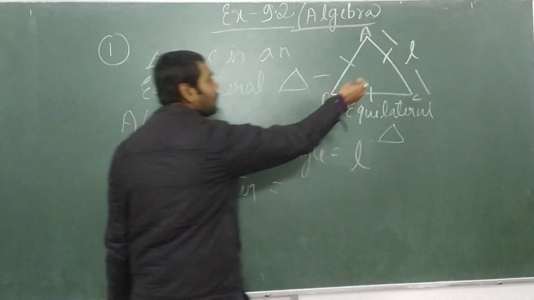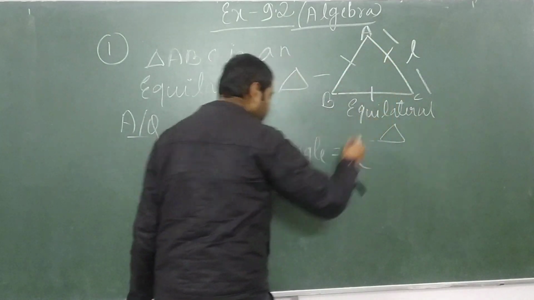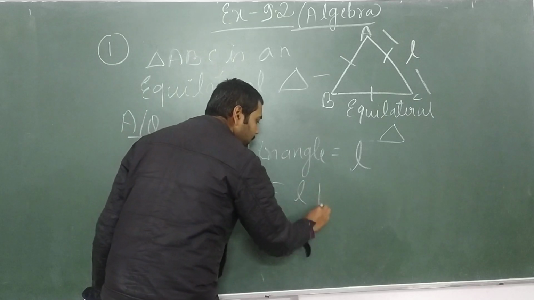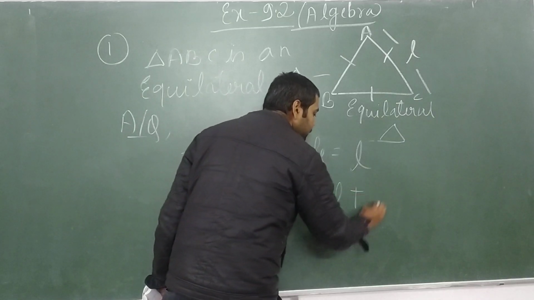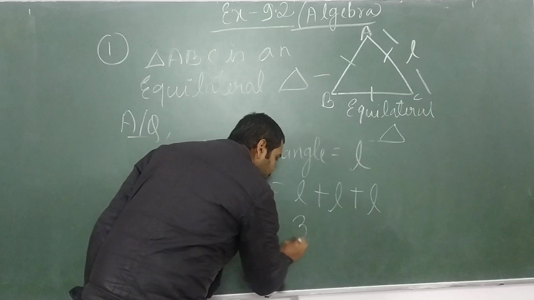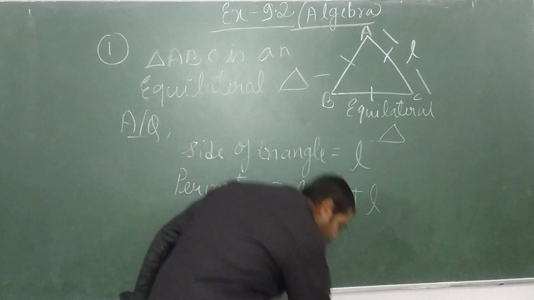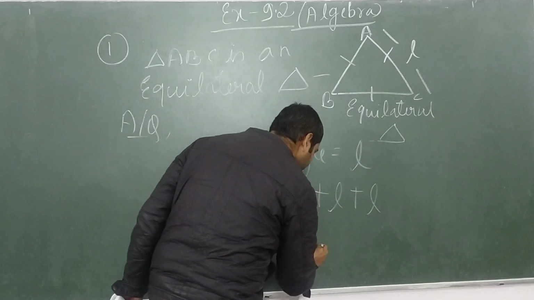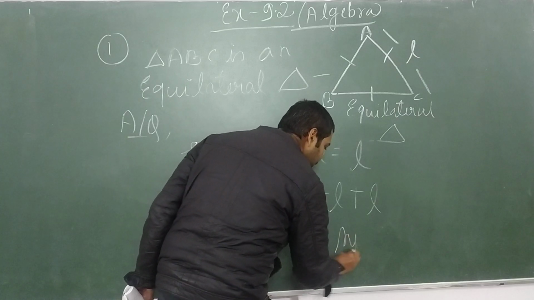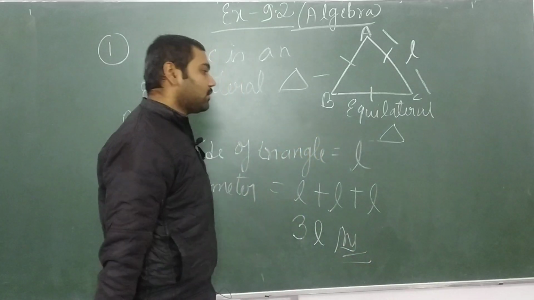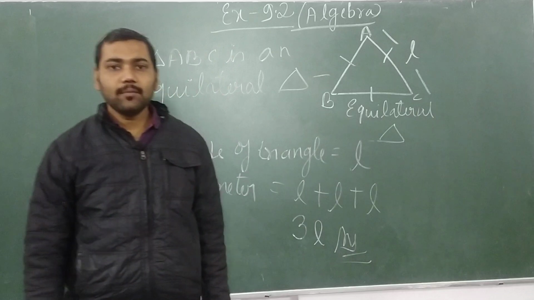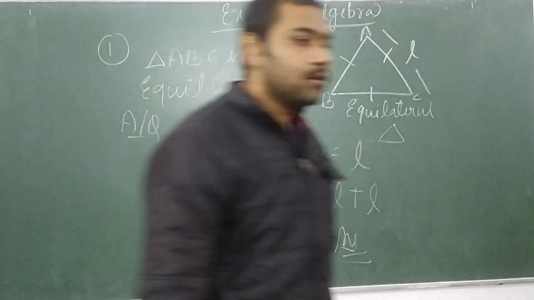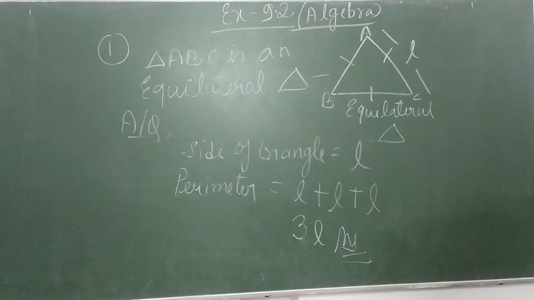So how many sides do we have? 1, 2 and 3. So it will be L plus L plus L. It will be 3L. This is the answer of question number 1. Understand? It is clear?